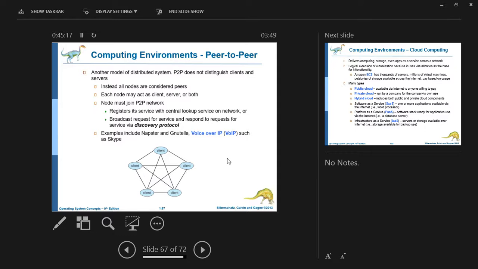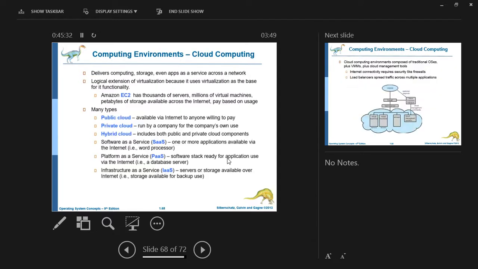The examples include Napster, Gnutella, and Voice over IP, or Skype in the early days. Now we have WhatsApp calling also available. IMO, you have a lot of Voice over IP available, right?